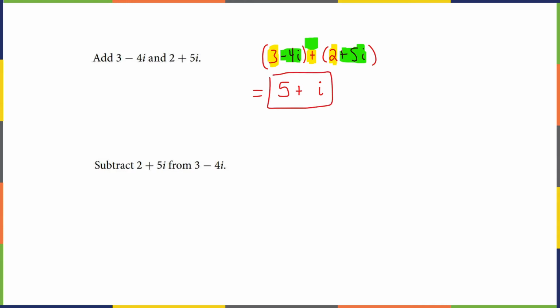Now when you are doing the subtraction for the second problem, 2 plus 5i minus 3 minus 4i, it is important to set it up as you see here, where each of the complex numbers is in its own set of parentheses. So go ahead, start by distributing your negative, and then combining like terms, and then come back and press play on the video again.